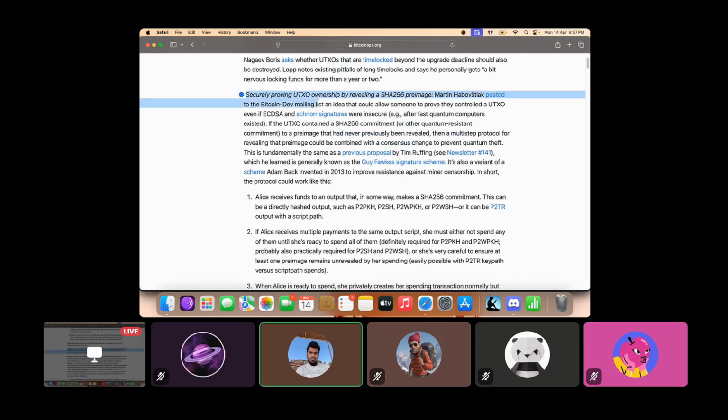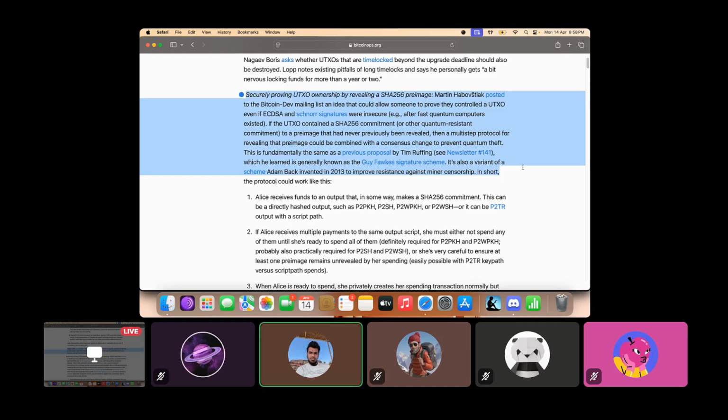Securely proving UTXO ownership by revealing a SHA-256 pre-image. Martin Habovstiak posted to the Bitcoin dev mailing list an idea that could allow someone to prove they control a UTXO even if ECDSA and Schnorr signatures were insecure, for example after fast quantum computers existed. If the UTXO contained a SHA-256 commitment or other quantum resistant commitment to a pre-image that had never previously been revealed, then a multi-step protocol for revealing that pre-image could be combined with the consensus change to prevent quantum theft. This is fundamentally the same as the previous proposal by Tim Ruffing, see newsletter number 141, which he learned is generally known as the Guy Fawkes signature scheme. It's also a variant of a scheme Adam Back invented in 2013 to improve resistance against miner censorship.